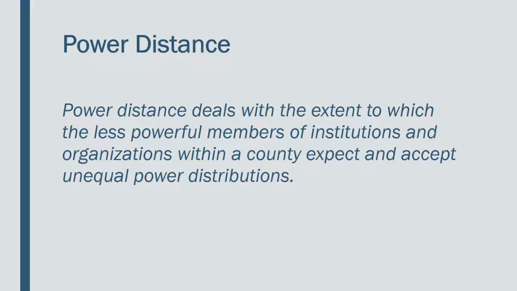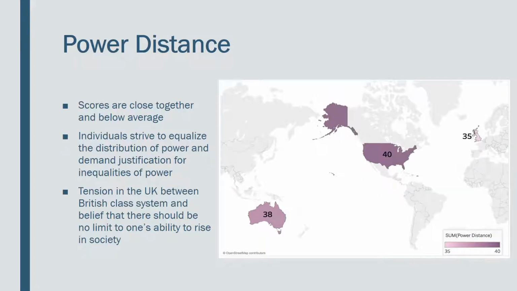The first of Hofstede's 6 cultural dimensions is power distance. Power distance deals with the extent to which the less powerful members of institutions and organizations within a country expect and accept unequal power distribution. The 3 countries all exhibit similarly low power distance, meaning that in these societies, people strive to equalize the distribution of power and demand justification for inequalities of power.